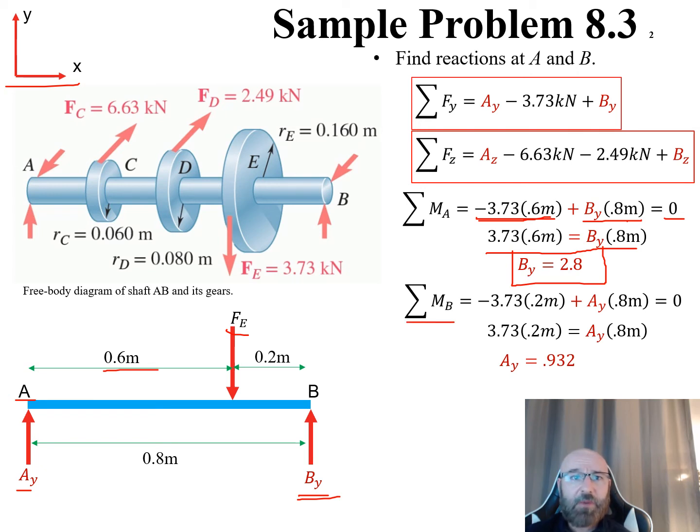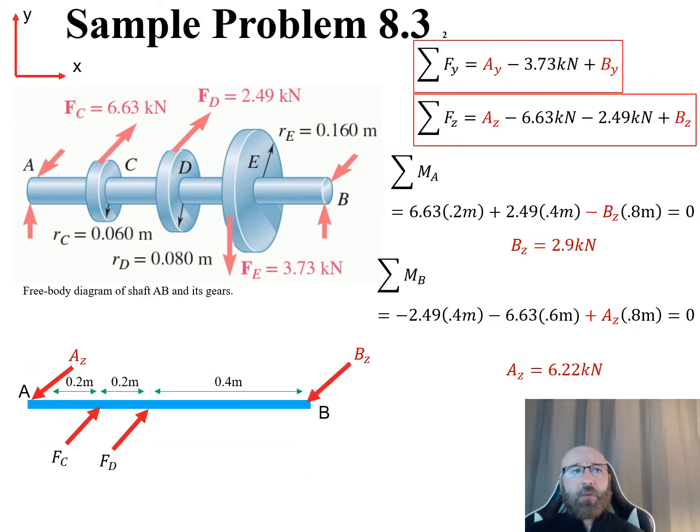Now I can do the same thing, and I want to sum my moments about B. When I sum my moments about B, my BY does not contribute, but my FE and my AY do. So this is going to be my FE times 0.2, or negative 3.73 times 0.2 meters, and I have my AY times my 0.8 meters right there. Set these equal to each other, and now I can solve for my AY. My AY ends up being 0.932.